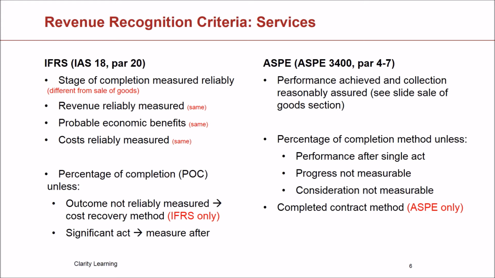Under ASPE, we see that the performance achieved and collection is reasonably assured criteria are the same as the ones from the sale of goods. In addition, we should be using the percentage of completion method here, similar to IFRS, unless the performance is after one single act. Then it would be similar to IFRS where you book the revenues after that act, or if the progress is not measurable, in which case you don't know how much of your services are being provided over the course of the contract, for example, or that consideration is not measurable. So if it's not in cash, the dollar amount hasn't been written in the contract, for example. In these cases, we would be using the completed contract method under ASPE rather than IFRS. Under the completed contract method, you can recognize revenue once the contract has been substantially complete or fully completed.